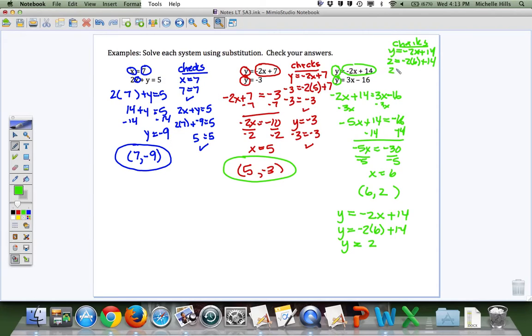And then you're going to grab your calculator. Negative 2 times 6 plus 14 is 2. Yep, both sides equal 2. It checks in the first equation. But you guys should know I'm not showing that it's the solution unless I check it in both equations.